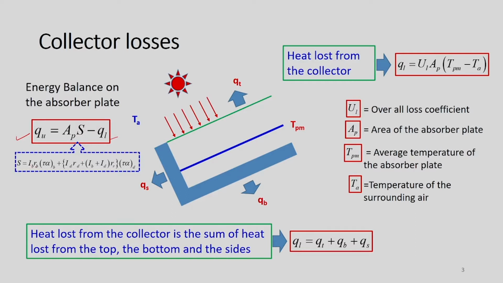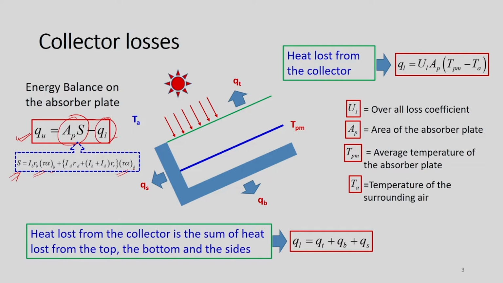So, IB into RB multiplied by tau alpha for beam radiation, then ID into RD plus ID plus IB into RR, and as a whole it is multiplied by tau alpha for diffuse radiation. So, we understood how to calculate this tau alpha for beam radiation and diffuse radiation, and we understand how to calculate this S. This part is now known to us, but in order to find out Qu, we need to know Ql. Ql is nothing but the heat loss from the collector.